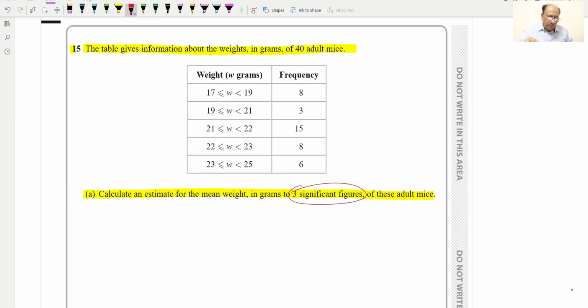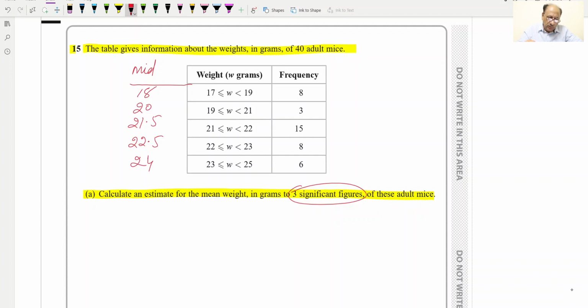So what we will be doing, we will be calculating the mid range, because data is in range. So to find the mean of grouped data, we are calculating the mid values. I will write here the middle values: the middle of 17 and 19 will be 18, this one will be 20, this will be 21.5, and this will be 22.5, and this one will be 24. These are the middle values.